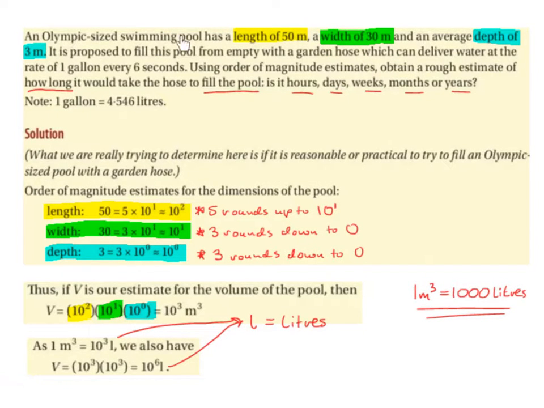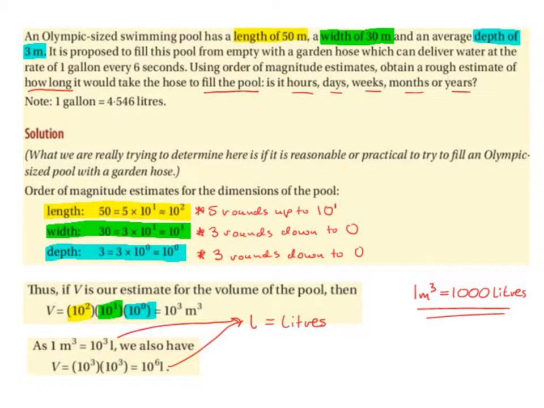An Olympic-sized swimming pool has a length of 50 metres, a width of 30 metres, and an average depth of 3 metres. It is proposed to fill this pool from empty with a garden hose which can deliver water at the rate of 1 gallon every 6 seconds. Using order of magnitude estimates, obtain a rough estimate of how long it would take the hose to fill the pool. Is it hours, days, weeks, months, or years?